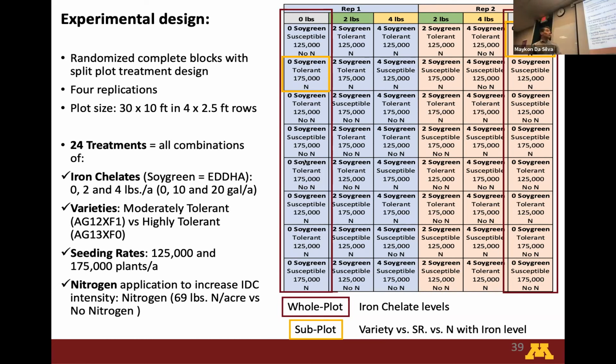This experimental design, well, the plot size will be 30 feet long by 10 feet wide, with 4 rows 2.5 feet apart from each other. This experimental design was selected to facilitate the logistics involving the application of iron chelate in furrow as a liquid suspension while sowing the trials. This protocol is the same protocol we utilized during the 2021 growing season, and which we plan to repeat this upcoming 2022 growing season.